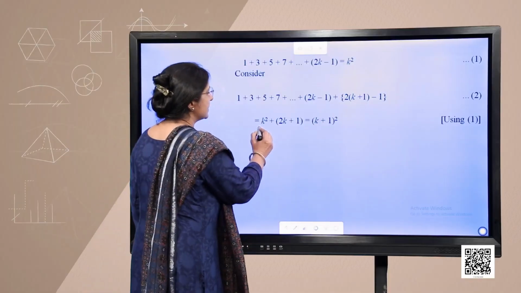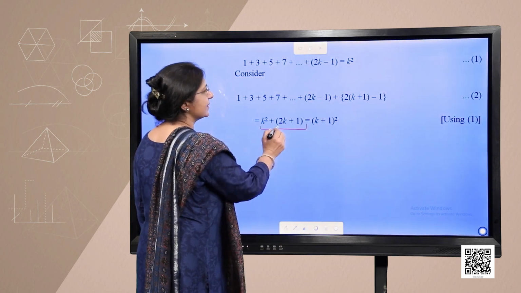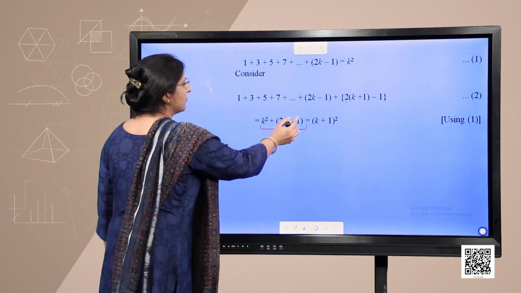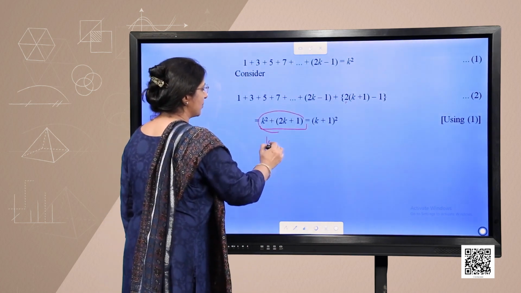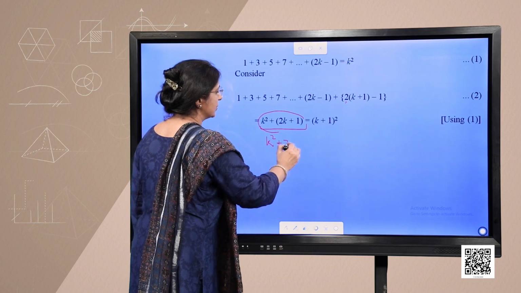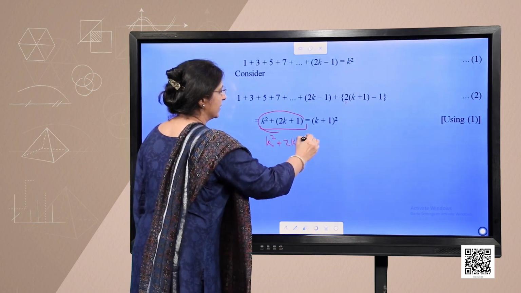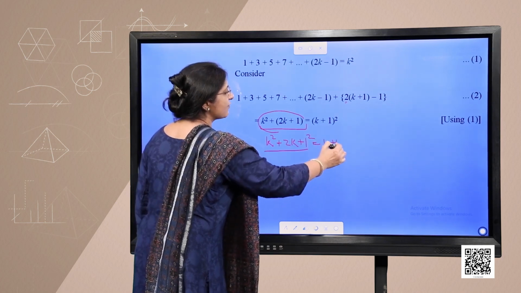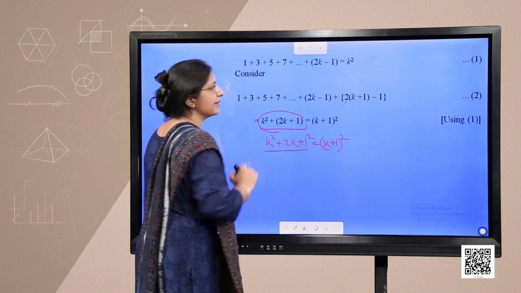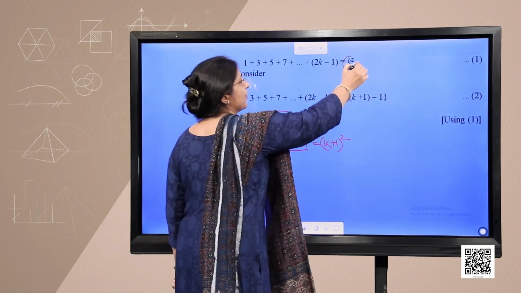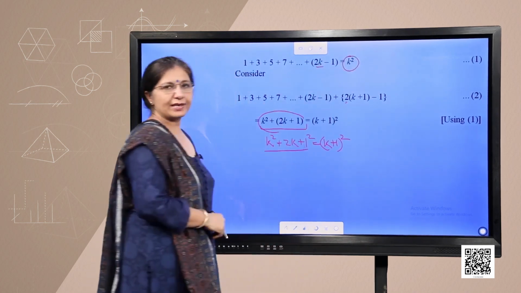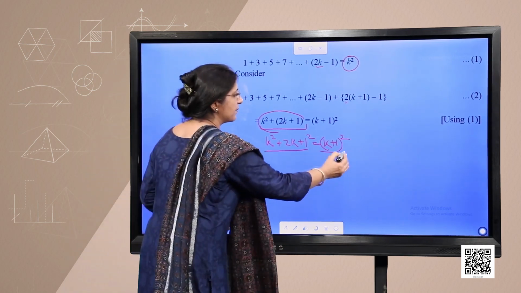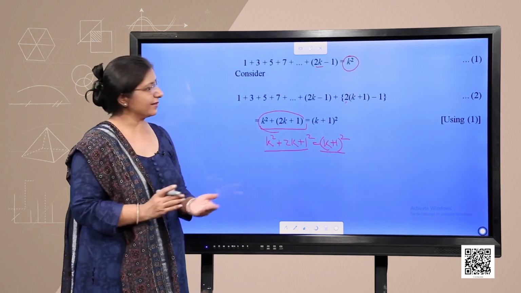Now, as you know, we are left with 2k plus 1. If we combine this, it makes the formula for k plus 1 whole square. This is nothing but k plus 1 whole square, and this is what we wanted on the right hand side, because for k terms it required k square on the right hand side, and for k plus 1 terms we can write k plus 1 whole square, and that's it.